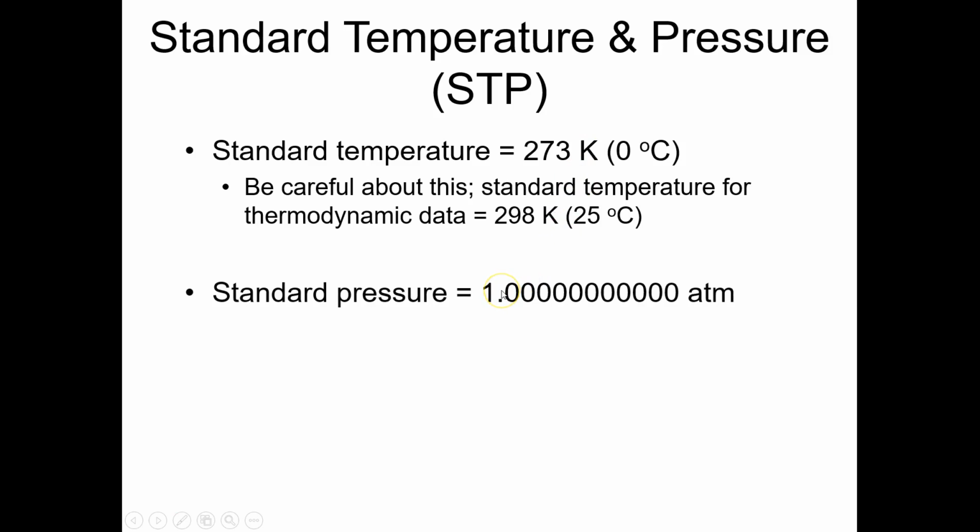And just remember, 1 atmosphere is defined as exactly 760 torr. And so I've just put 1 with several zeros after it, just to indicate that it really has an infinite number. When we define standard pressure as 1 atmosphere, we're really saying 1 atmosphere with an infinite number of zeros after.